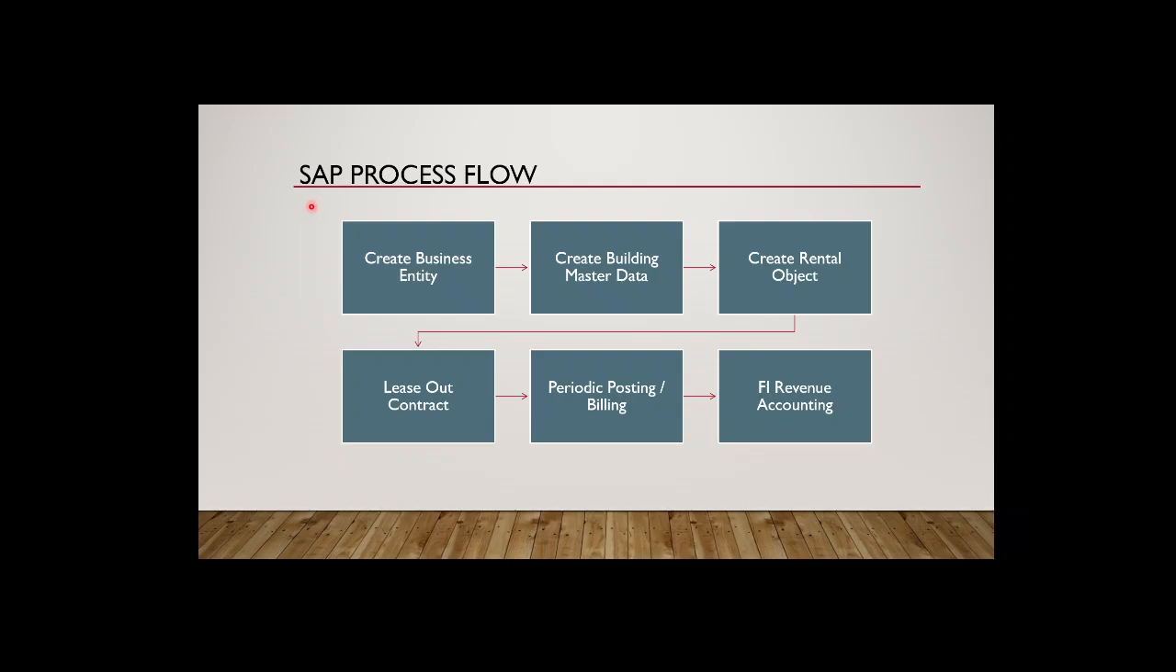So if we just have in one slide, what is the SAP process flow then? So you first create the master data, like create the business entity, then create the building master data, create a rental object. After that you go to create the lease out contract. Then you will do the periodic posting and billing document creation, and finally revenue account posting will happen.